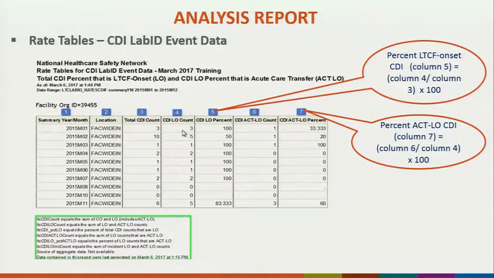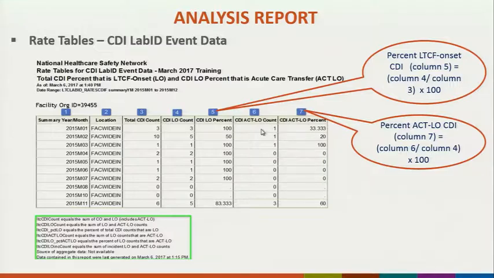So as in previous tables, column 1 tells you that in this table we're looking at year and month data. Column 3 shows you the total CDI count. Column 4 shows you the CDI long-term care onset count. Column 5 shows you the percent of long-term care onset, which is calculated by dividing column 4, the CDI LO count, by the total CDI count in column 3.